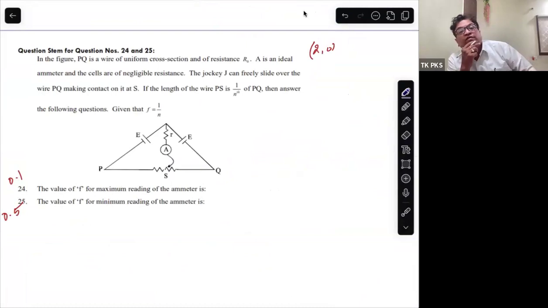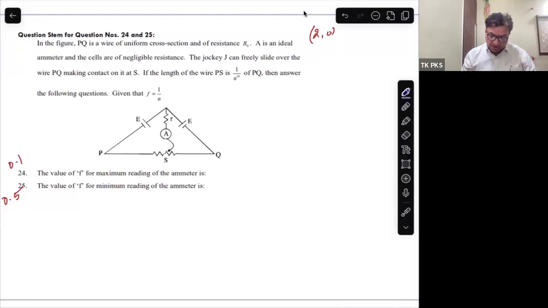In the figure, PQ is a wire of uniform cross section and of resistance R. A is an ideal ammeter, and the cells are of negligible resistance. A jockey J can freely slide over the wire PQ, and contact on it is at S. The length of the wire PS is 1 by nth of PQ. Then answer the following, given f is equal to 1 by n. Right. Now the question is how to handle this particular part. Hold on.